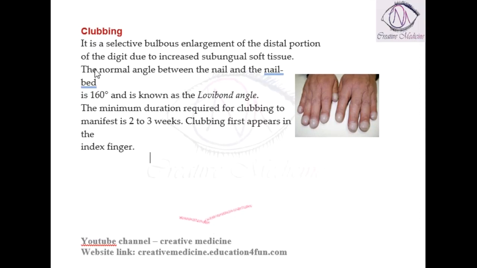The normal angle between the nail and nail bed is 160 degrees. But if this angle is lost, that is the angle between the nail and the nail bed, it is called the Lovibond angle.